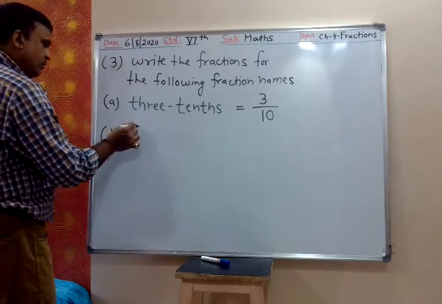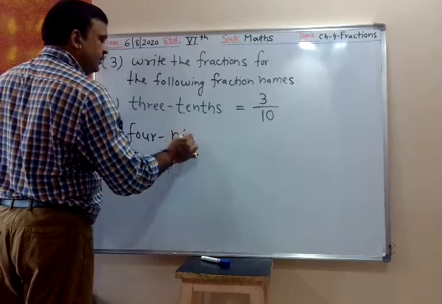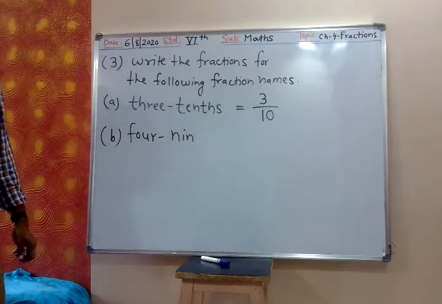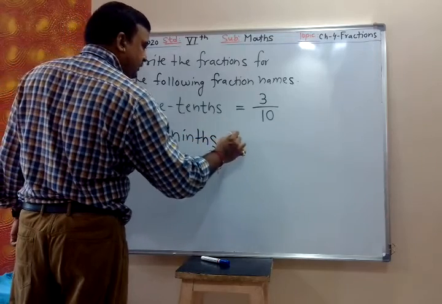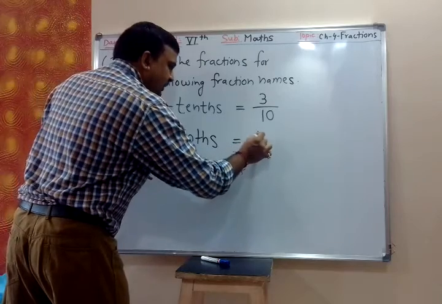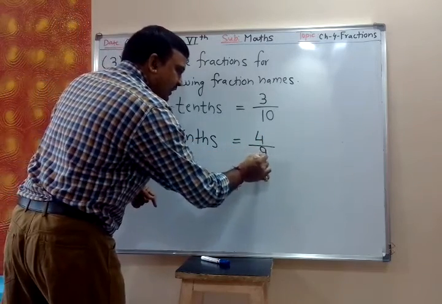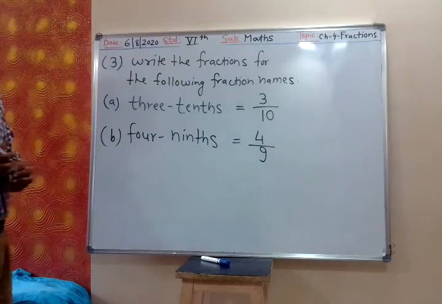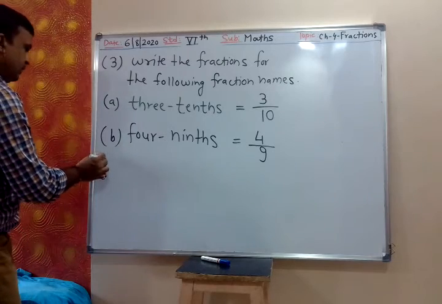4/9. Right. 4/9. So 4 I will write in the numerator, the first part. Then 9 I will write in the denominator. So the fraction is 4 upon 9.